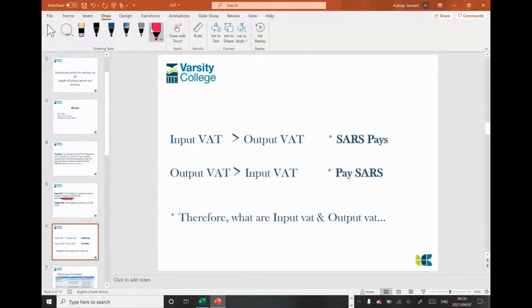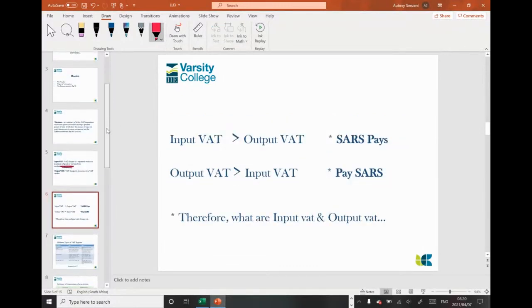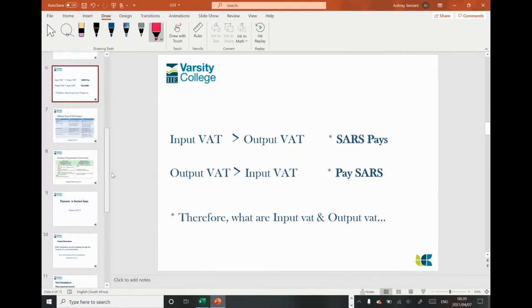Let's proceed. Now this slide looks interesting. But before I go there, let's get into it. Remember, we said the VAT return document is the document that communicates how much VAT is owed to SARS by way of output VAT and how much VAT is owed to us by way of input VAT.